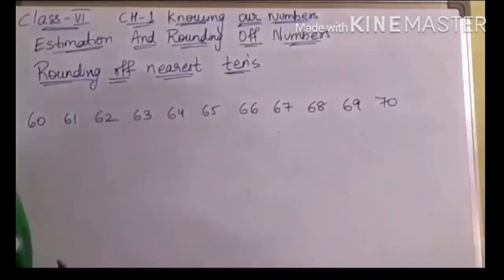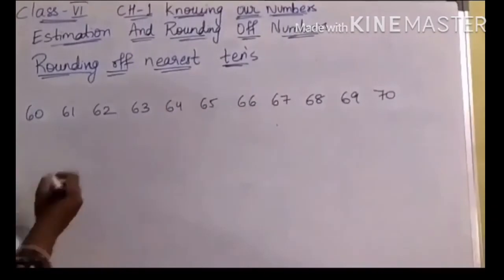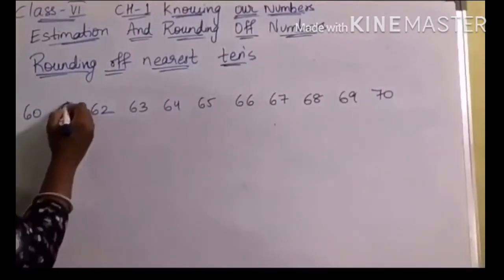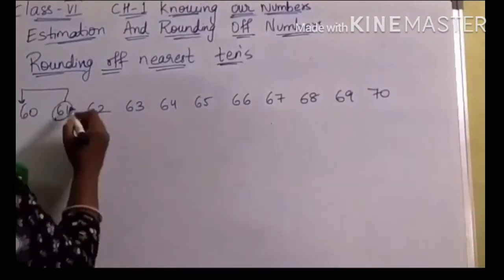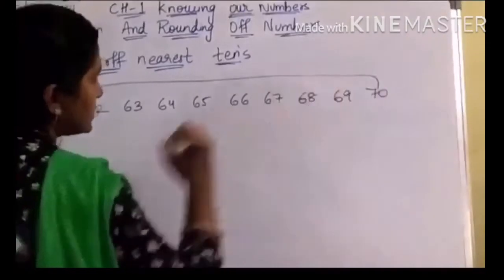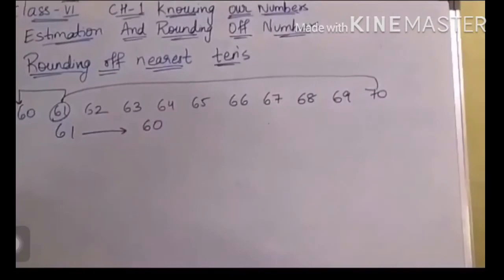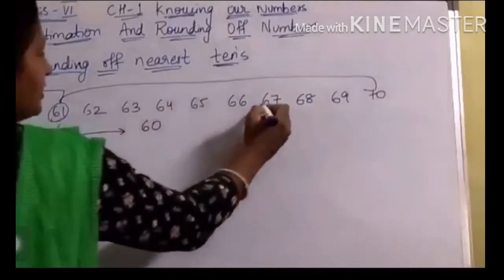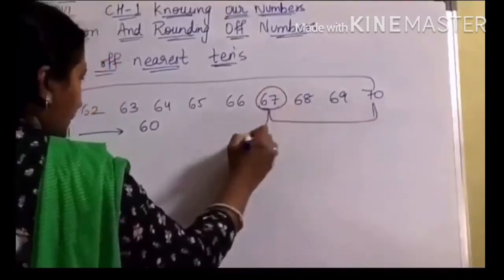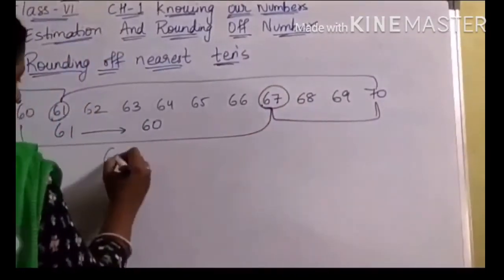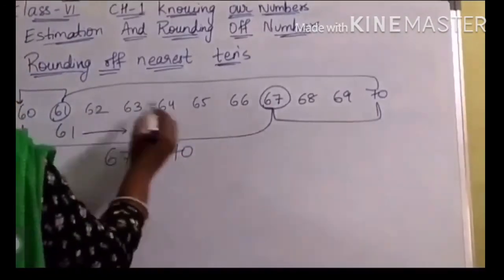Rounding off nearest to tens. See here, I have written 60 to 70 numbers. Here first I will consider 61. 61 is very near to 60 when compared to 70. So here 61 will be rounded off to 60. Suppose I take 67. 67 is very near to 70 when compared to 60. So 67 is rounded as 70. Is it clear? Next, coming to 65.